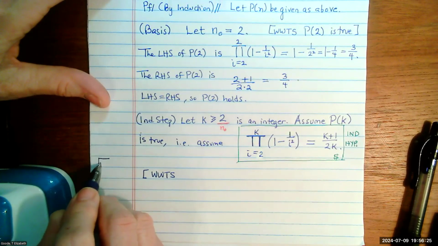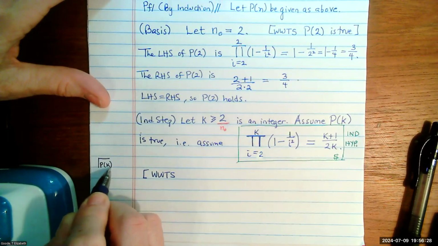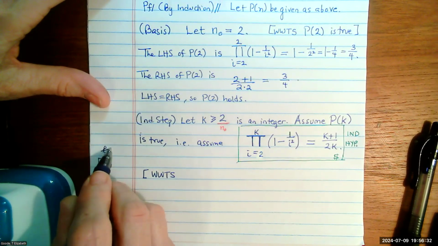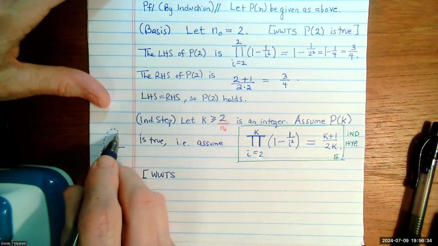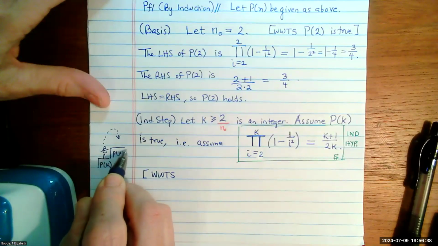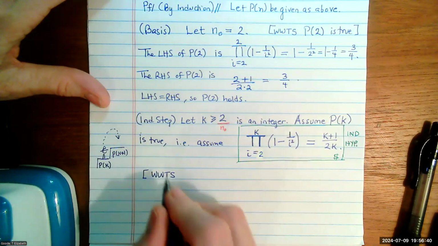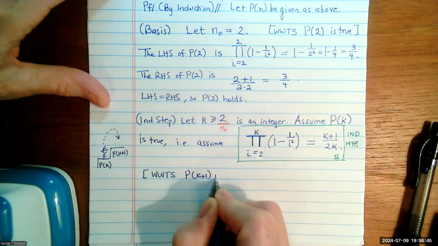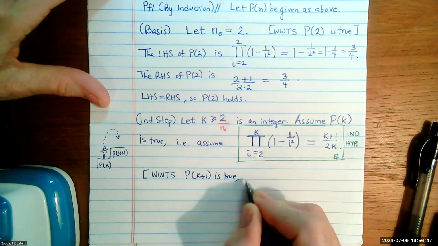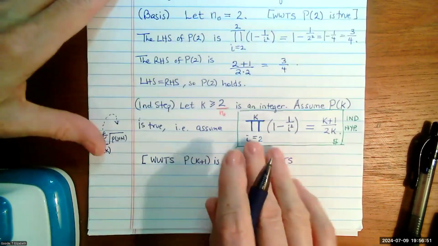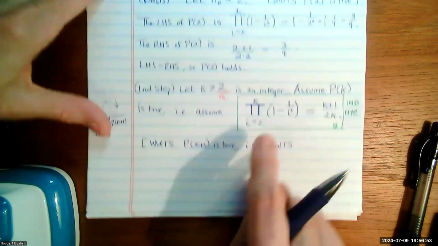This is where we assume we're standing on step k. So we're standing here, and we wish to show that we can step up to the next step. So we wish to show P of k plus 1 follows. This is the inductive step. So we wish to show P of k plus 1 is true, i.e., we wish to show, let's go ahead and write now, P of k plus 1.